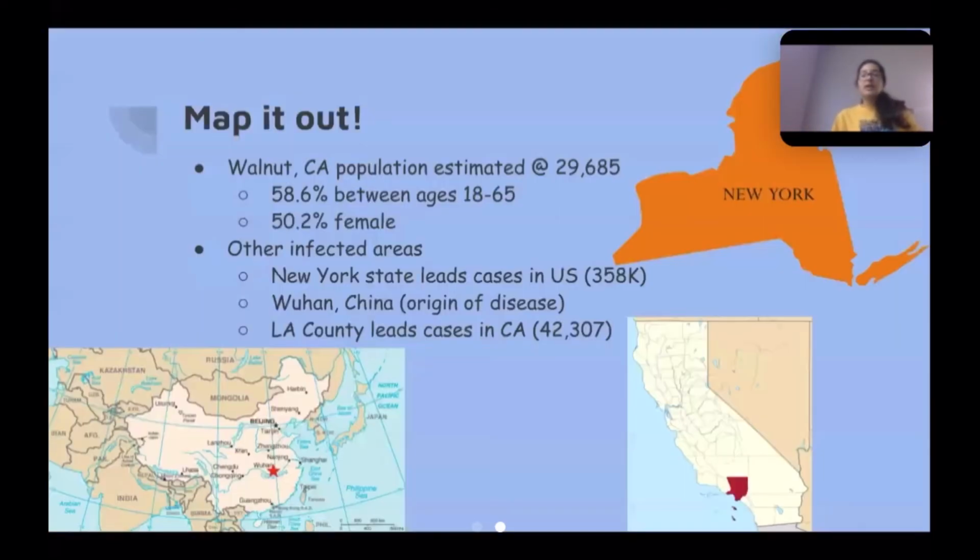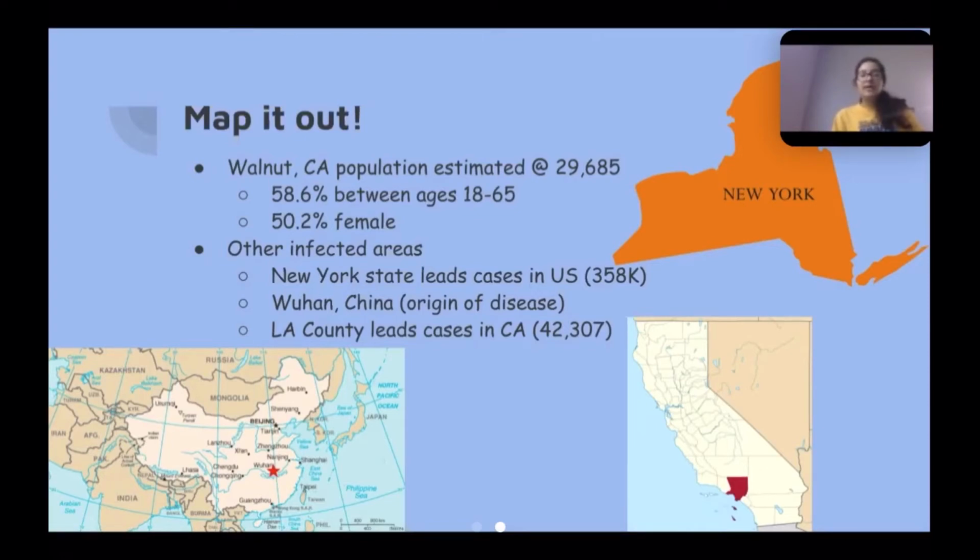Let's move on. So let's map it out. The population of Walnut, California is 29,685. 58.6% of these people are between the ages of 18 and 65. The majority of those people who are not between those ages are senior citizens. 58.2% of the population is female.